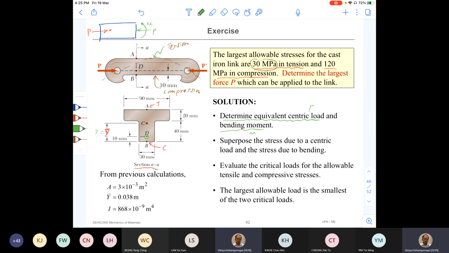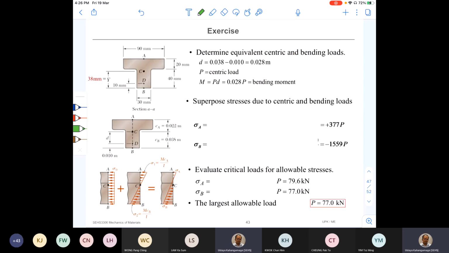So in a previous calculation, we used the same cross section. Therefore, I'm not going to do that calculation, okay, to save some time. So the cross sectional area A here is this much. You can refer to the previous calculation. There we did the calculation, okay. And Y bar, we calculated it as 38 millimeters, okay, and I is this much. So we can straight away use these values and then do this calculation. Okay, now we know the Y bar, I, and A.